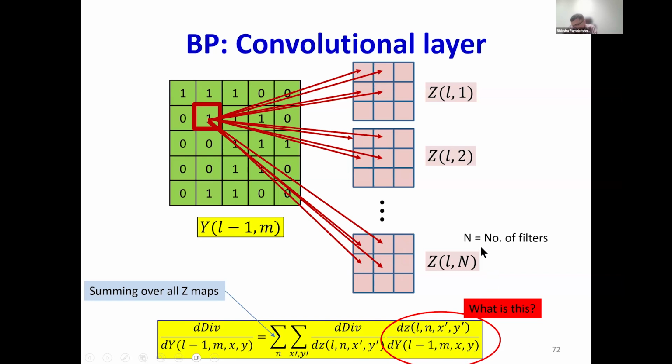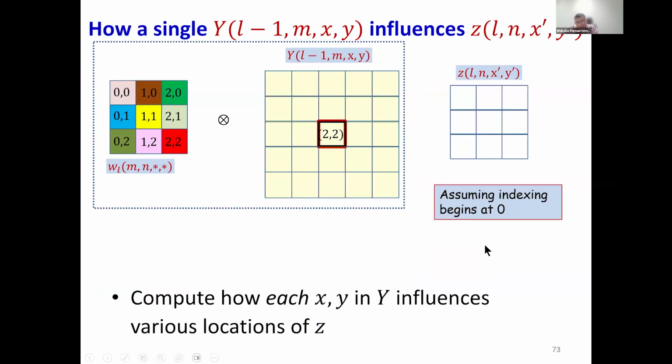And what is this second term? If I work it out, let's look at this pictorially. So here is an input channel. Here is a filter corresponding to this channel. And I've represented the elements of the filter using two different codes. One is a color code, the other is a numeric code. The color code shows you the position, so does the numeric code. I'm assuming indexing begins at 0.